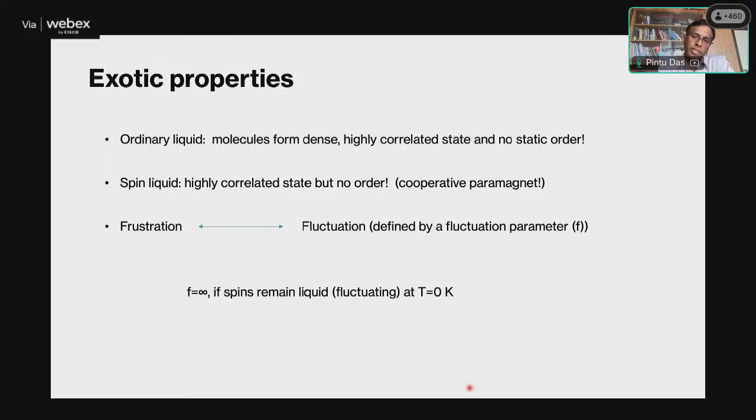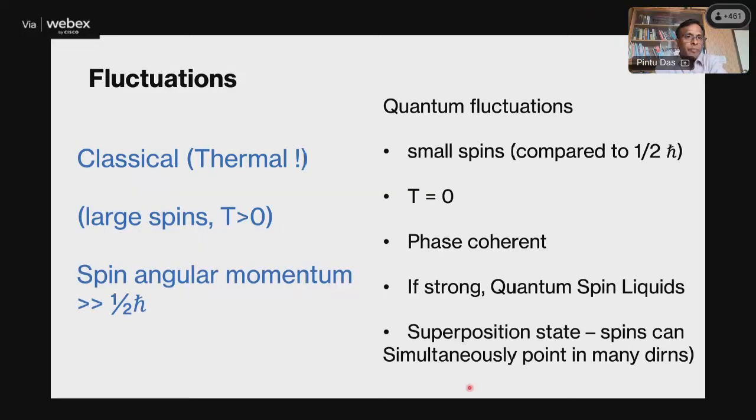F. If this F is very large, very high, we say that the system remains liquid till absolute zero temperature. What does it mean? It means that the temperature dependence can have two different kinds of definitions for fluctuations. One is the classical fluctuations, which is because of the thermal fluctuation of the spins.